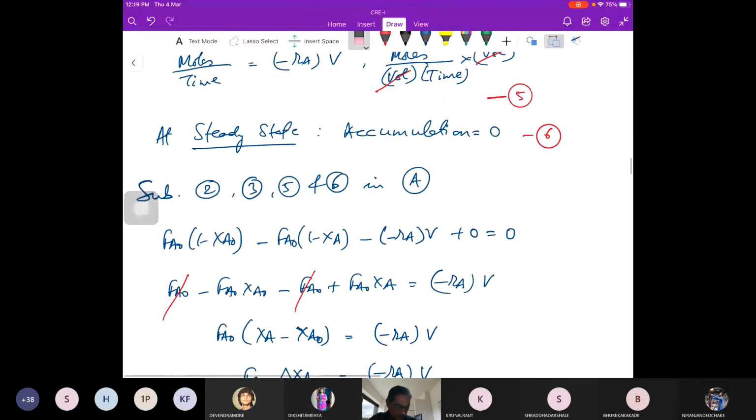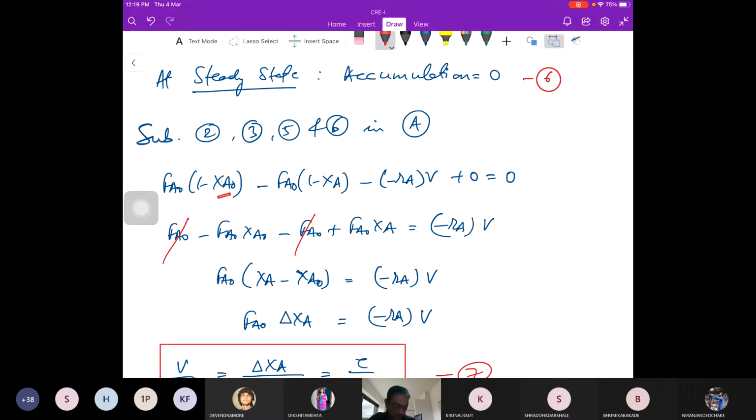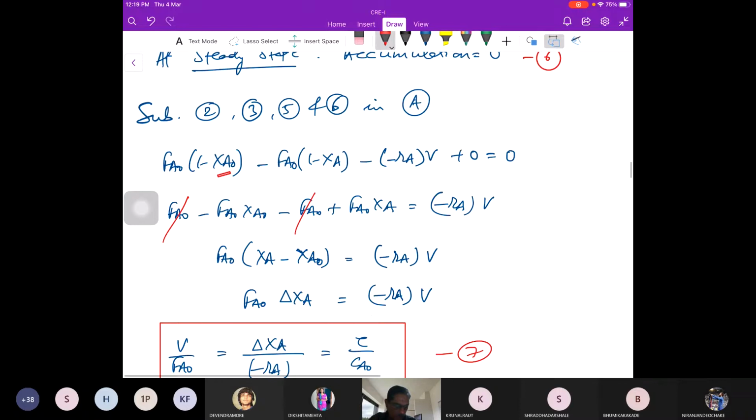what you get is Fa naught 1 minus Xa naught minus Fa naught 1 minus Xa. I have written this in general form. This is the general term, right? When there is some initial conversion. Then it will be slightly different, nothing else. You can see that. Minus Fa naught 1 minus Xa minus of minus Ra into V plus 0 equal to 0. So Fa naught cancels. Combining the Fa naught terms, you get Xa minus Xa naught. If we take Xa naught as 0, it becomes Xa. That is the only difference.